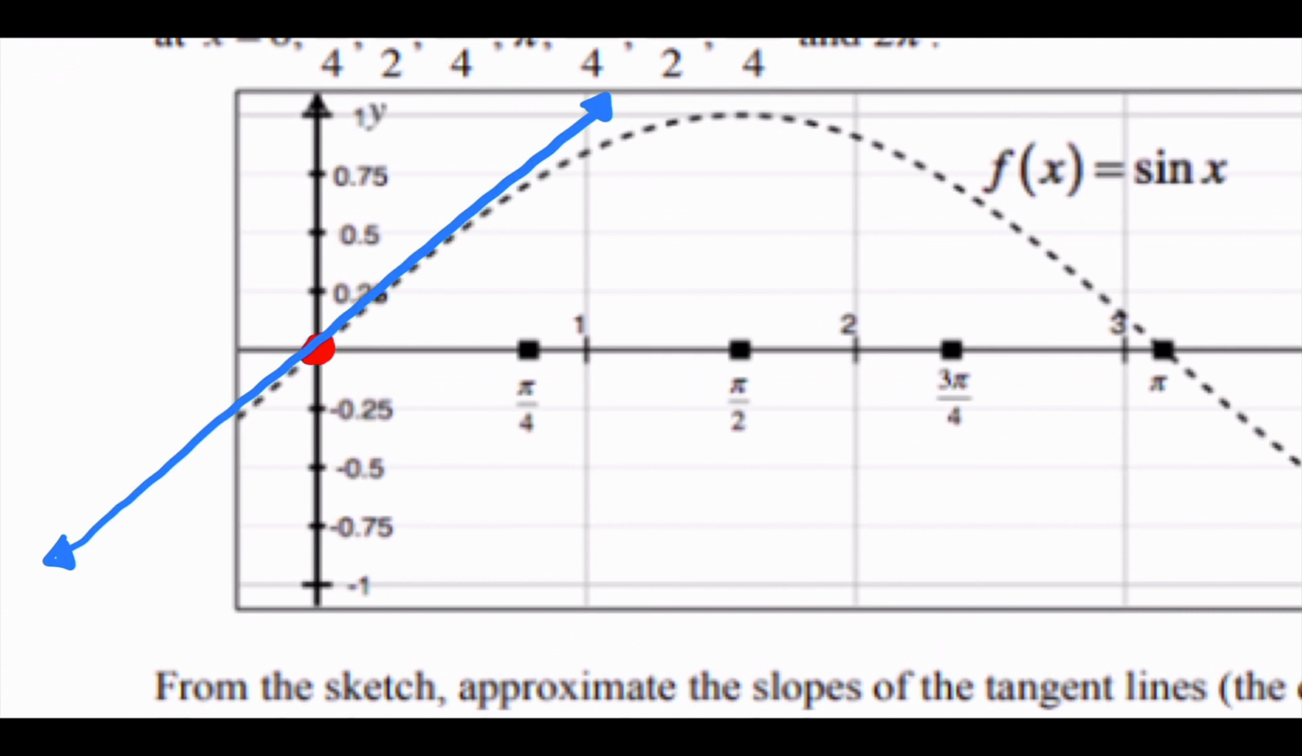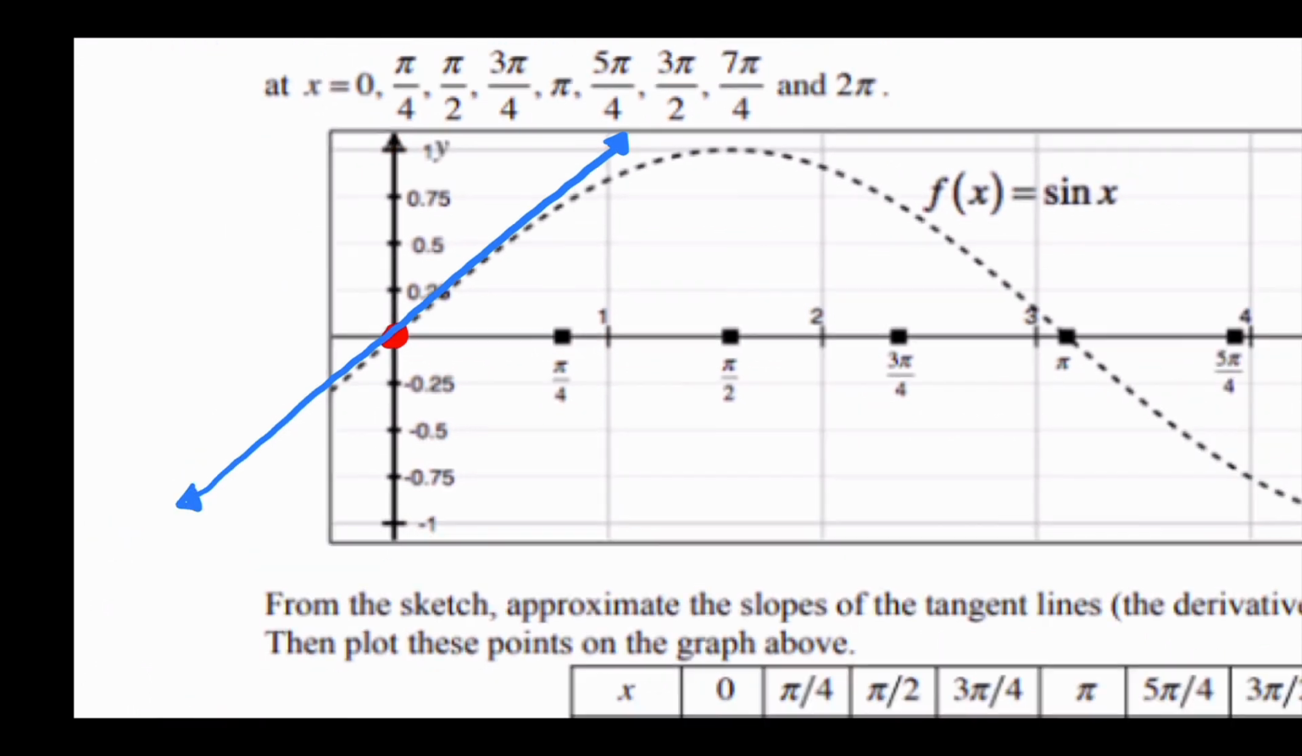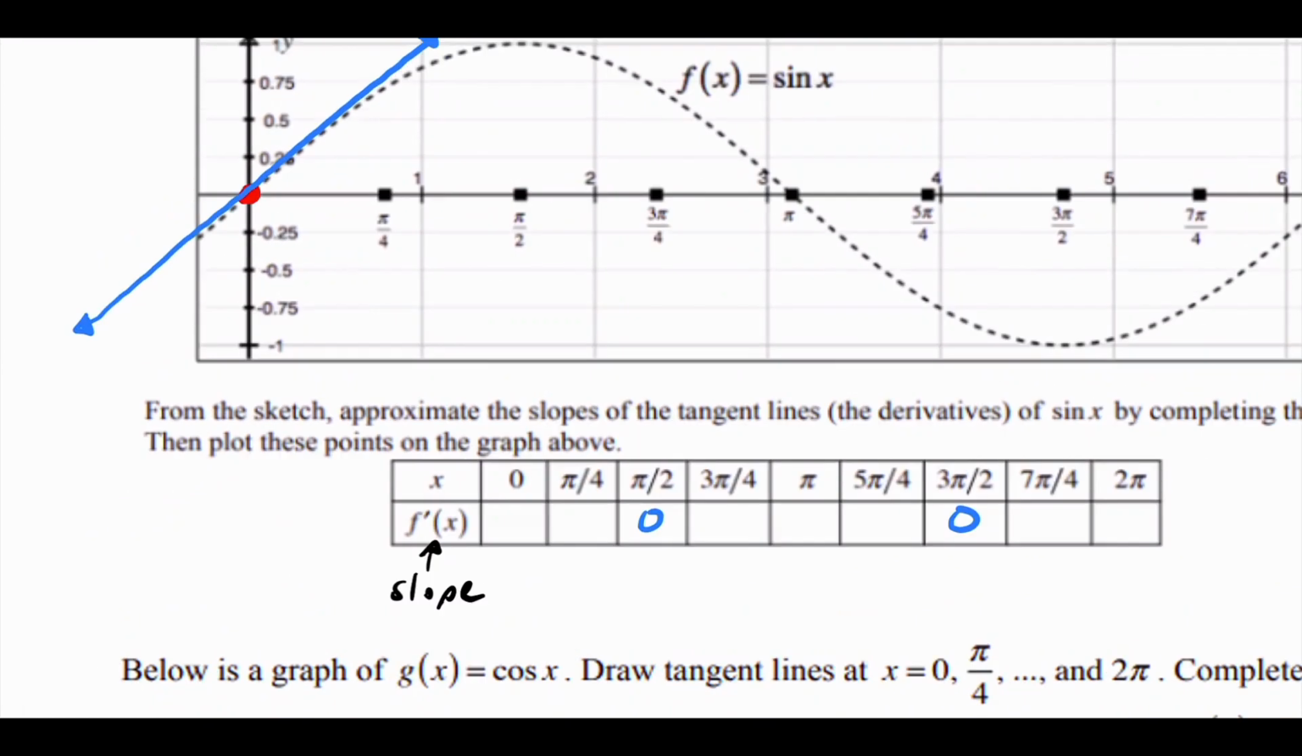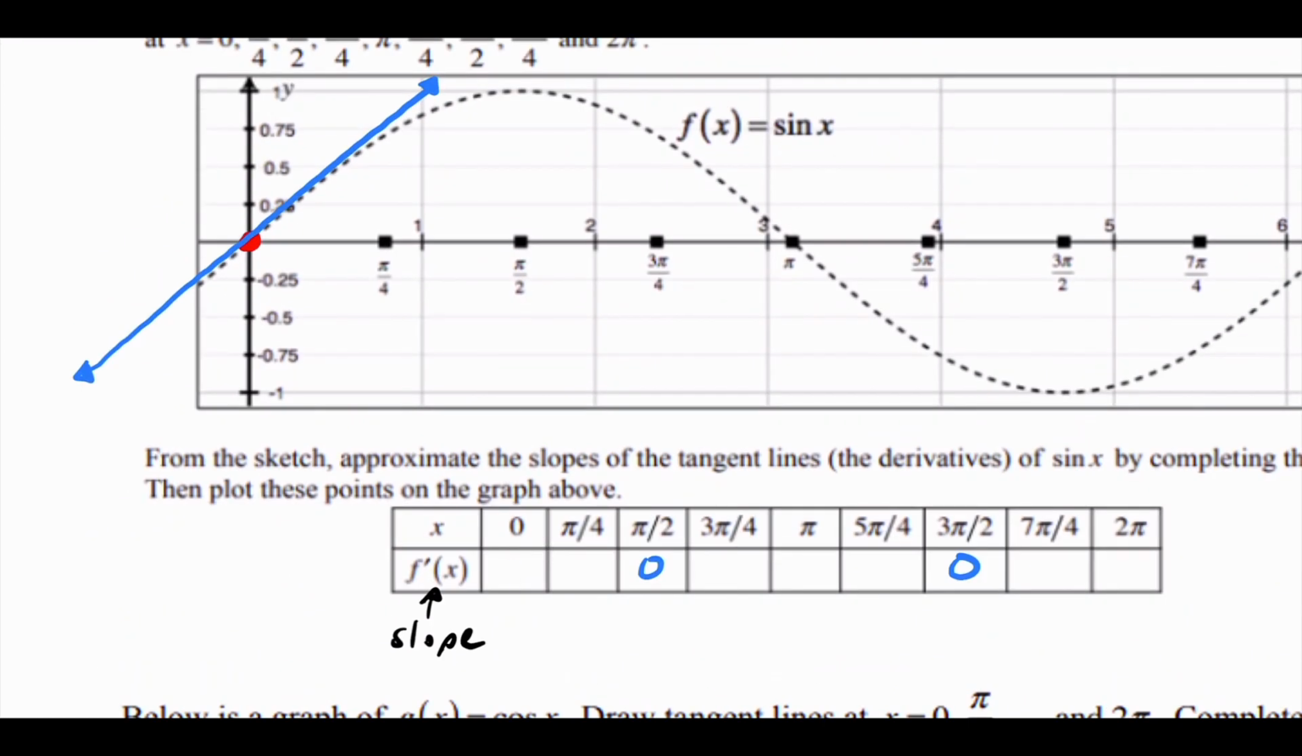How do I know that? Because we go over here, and how much am I going over here? Up 1, over 1, right? Up 1 unit, over 1 unit. This is 1 unit right here. This is 1 unit right here. So it looks like I'm going up 1, over 1. 1 divided by 1 is 1. So the slope at 0 looks to be close to 1. If not exactly 1, it's pretty close to 1.